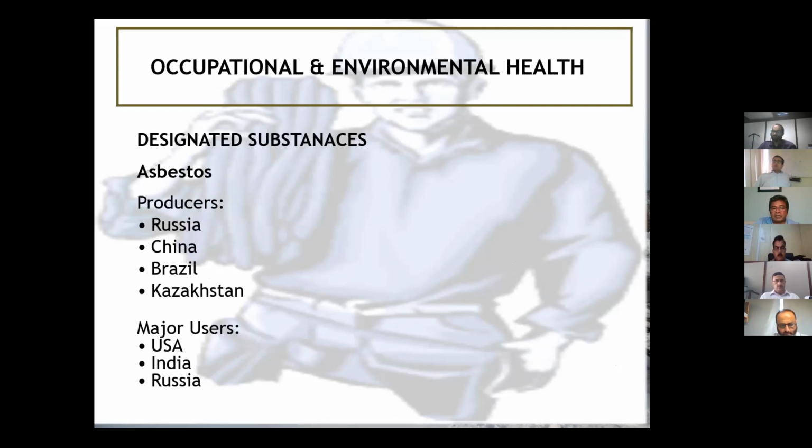Biggest producers, and these are for current days, Canada, America, South Africa used to be the biggest producers up till maybe 2000. But these days, Russia, China, Brazil, and Kazakhstan are still mining, still selling this asbestos. Major users are USA, India, and Russia. In USA they don't use it in building materials, but they use it in some manufacturing filters, for which no other material can be substituted. India and Russia are typical users of this.